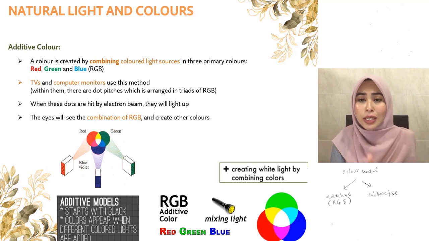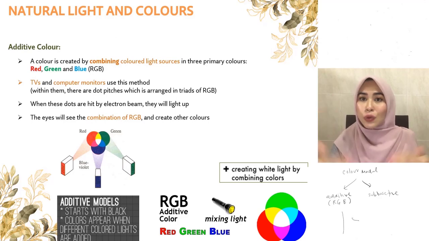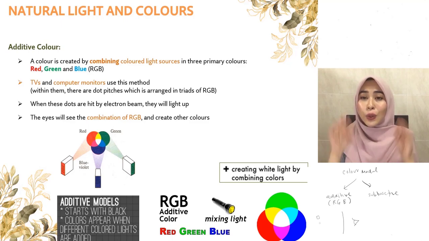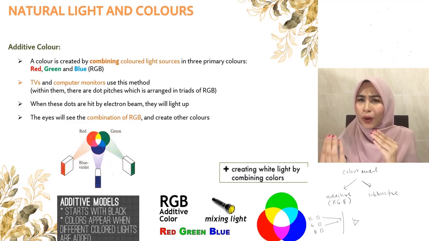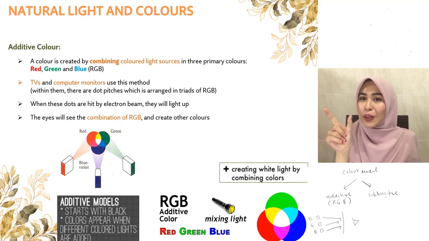Okay, so this type of color model is used by TVs, computer monitors, your mobile phones, any screens that you see. Why? Because TVs use light sources. I don't know if you know this, but it has light, right? So if you don't have power, then there's no light. That's why your screen is black, right? Meaning there's no light. Again, if you close your phone, the screen becomes black, right?